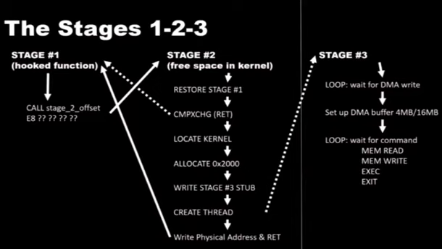Then we search for a function to hook. Once we find that function, we overwrite it with a call into the stage 2 code, which is already written into the kernel. When a thread starts executing the hooked function, it immediately jumps to the stage 2 code. And the very first thing the stage 2 code does is restore the stage 1 code to its original state.